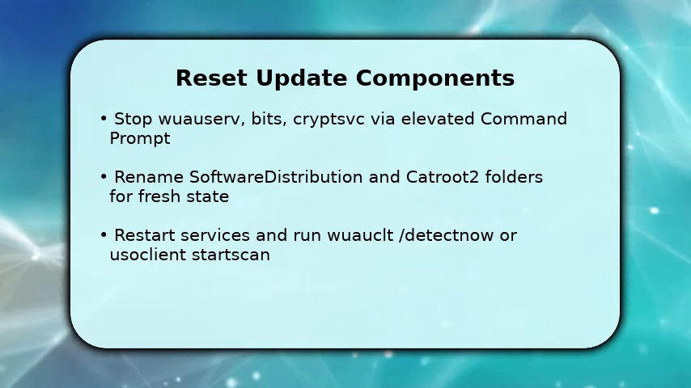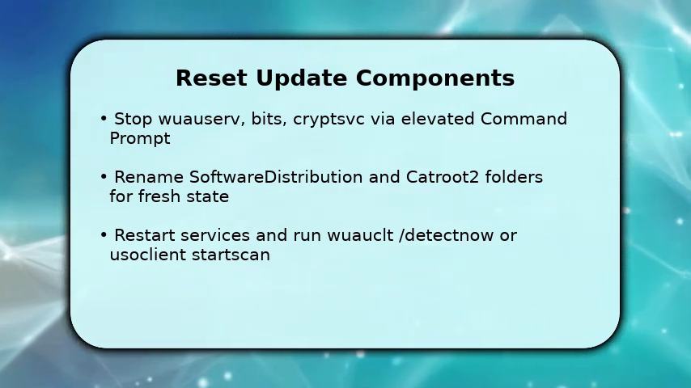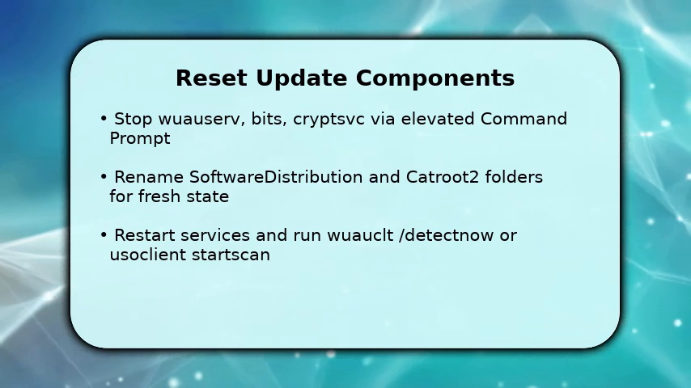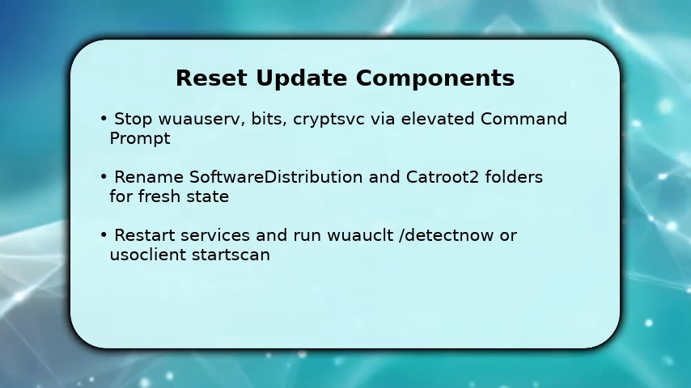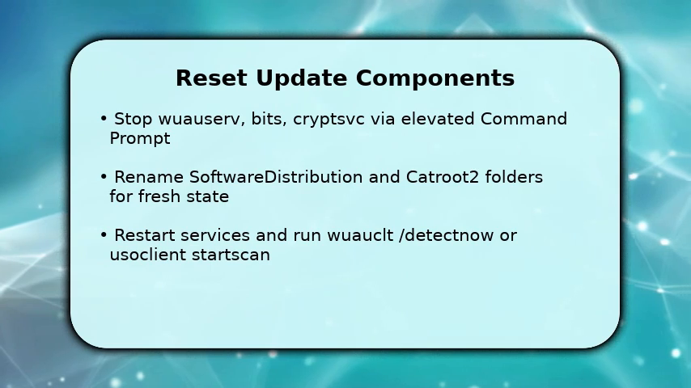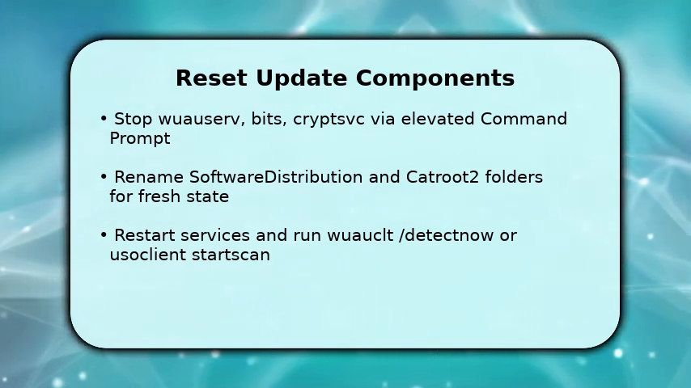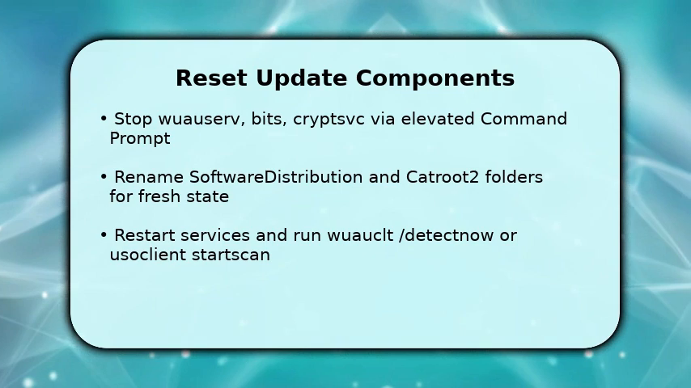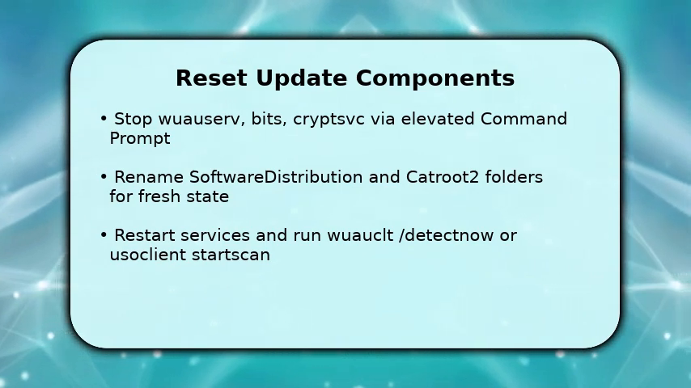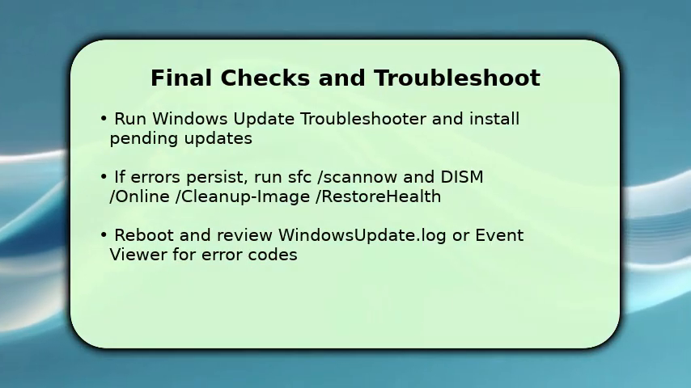After renaming, restart those services and trigger an immediate scan with wuauclt /detectnow or UsoClient StartScan, depending on your Windows version. This clears corruption in the update cache and forces the system to finish. Run the built-in Windows Update troubleshooter and then check for and install pending updates. This often completes repair automatically.